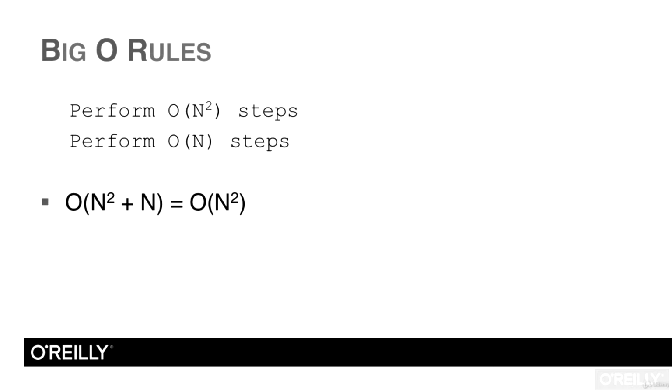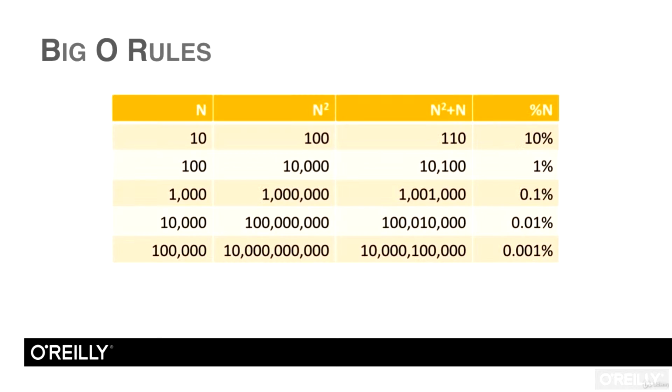The function n squared is bigger than the function n for large n, so this algorithm's performance is order n squared. To see why that makes sense, let's plug in some numbers and see how many steps the program is executing. When n is 10, n squared is 100, and n squared plus n is 110. At that point, the extra n accounts for only 10% of the total number of steps.